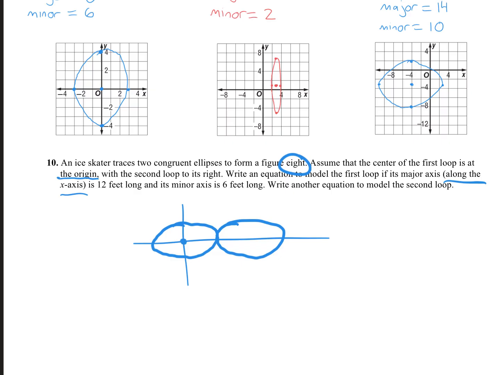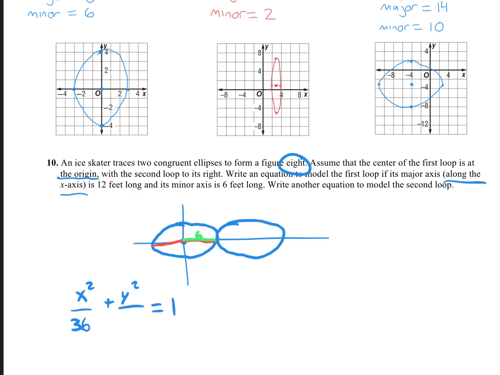All right, so this is centered at the origin. They tell us that this whole thing is 12, so that means that part or half of it is just 6. All right, so for the first one, it is centered at 0, 0, and it is horizontal. So x squared plus y squared equals 1. All right, so major is 12, which means that green length is 6. So we have a 36.